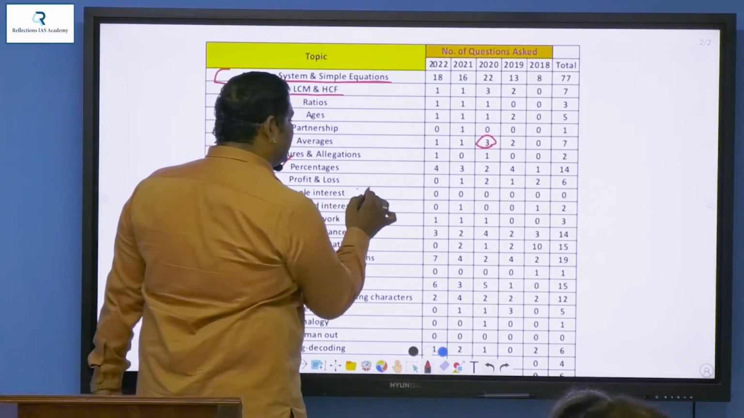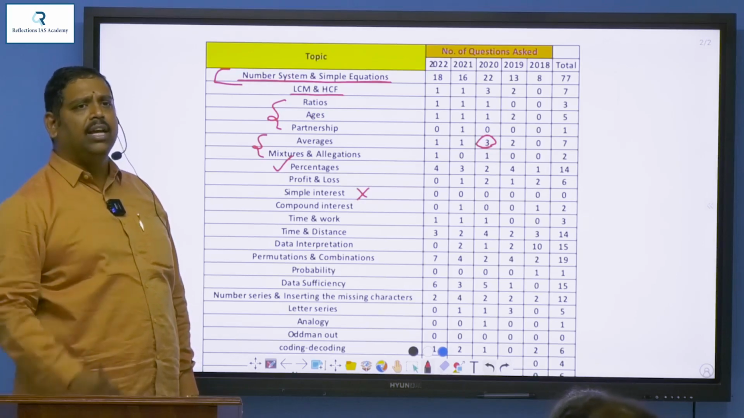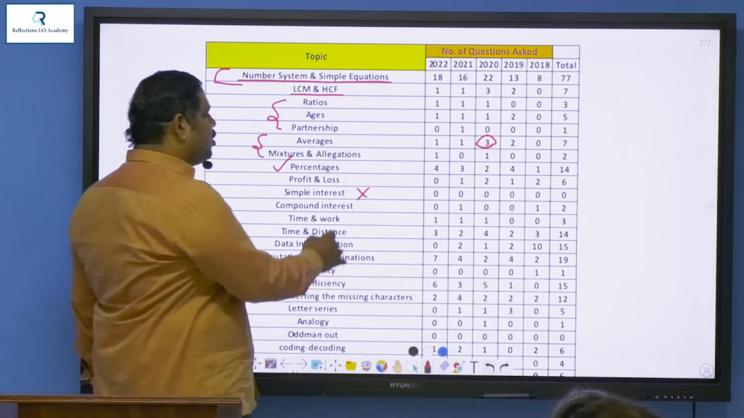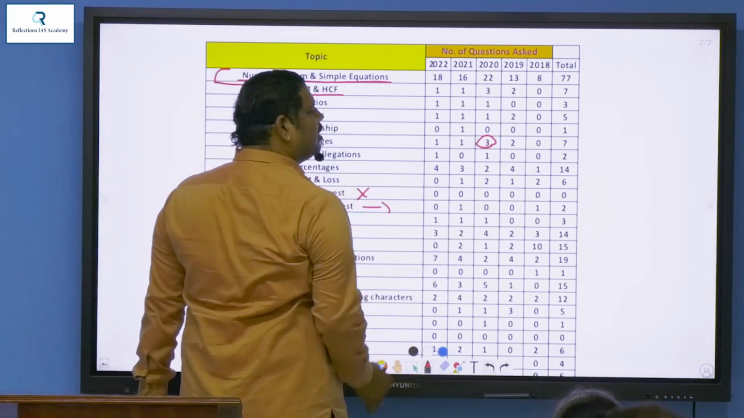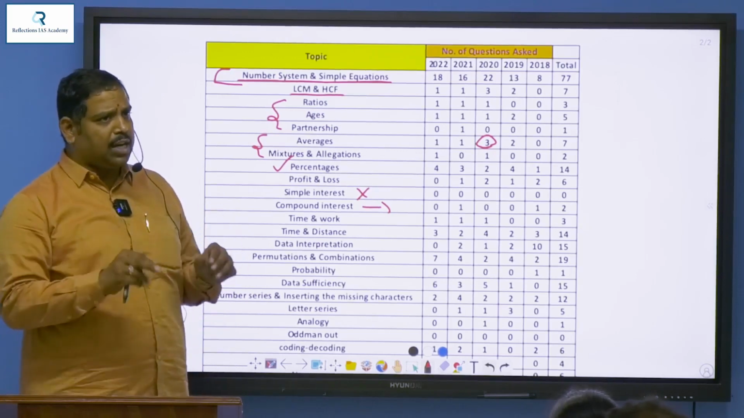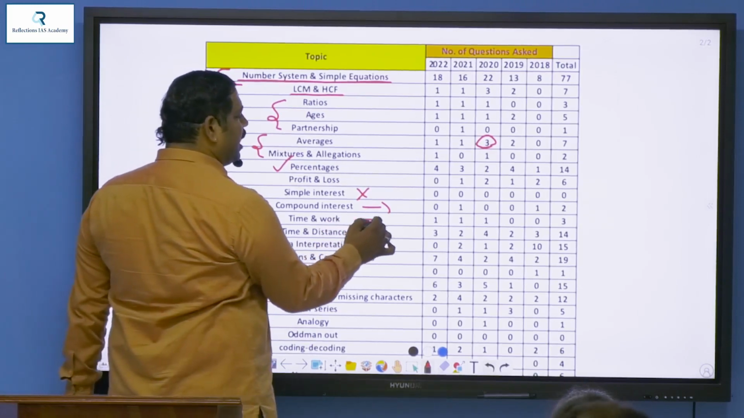Come to simple and compound interest. Simple interest is consistently 0. Even in 2023, you did not get any question from simple interest. It is 0 only. Compound interest: you got 2 questions in the last 5 years. Is it an area we have to focus on, or no need? No need to focus.